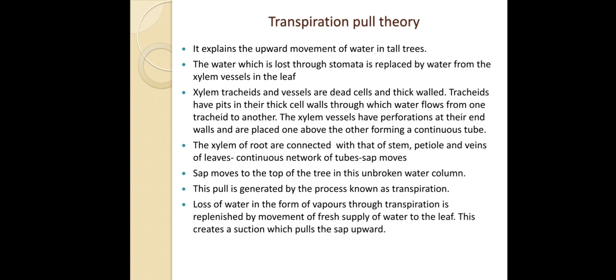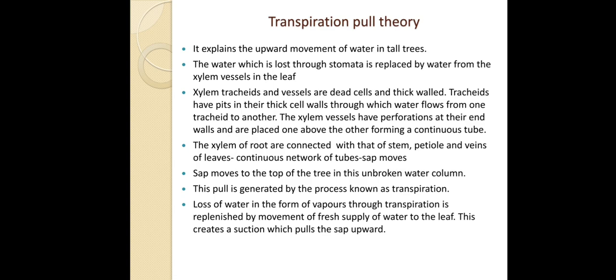The xylem vessels have perforations at the end walls and are placed one above the other, forming a continuous tube. So it is a series of cells which is forming a continuous tube. The xylem of root are connected with that of stem, petiole and veins of leaves. So all the xylems of the stem, petiole, veins are interconnected and they are making a long continuous network of tubes. Sap is moving in that continuous network of tubes, and sap moves to the top of the tree in this unbroken water column.